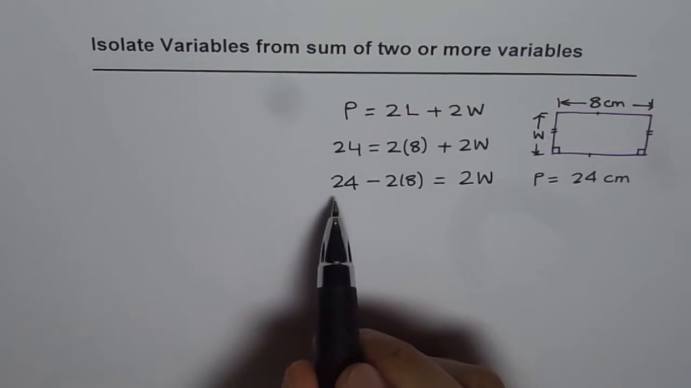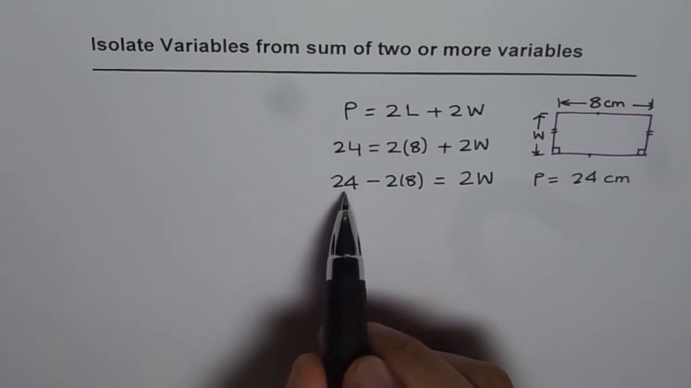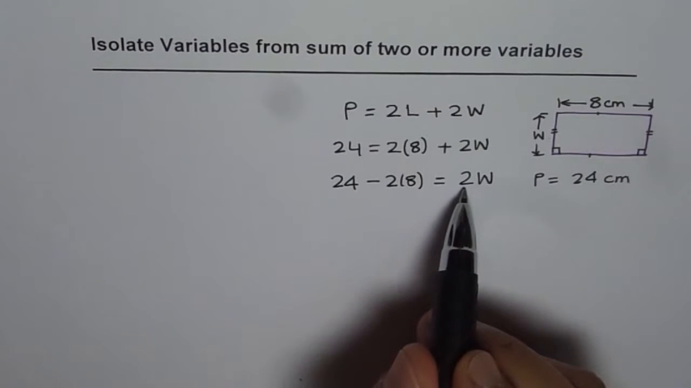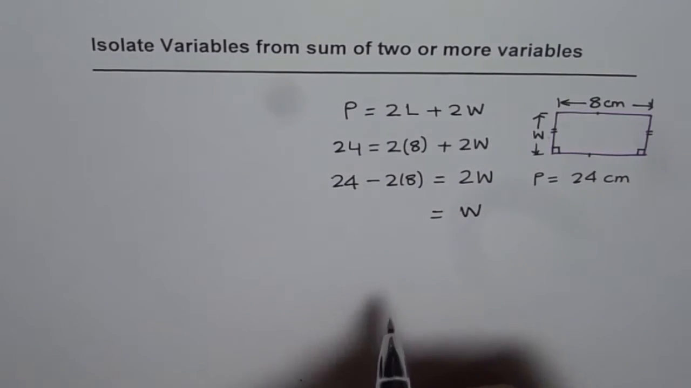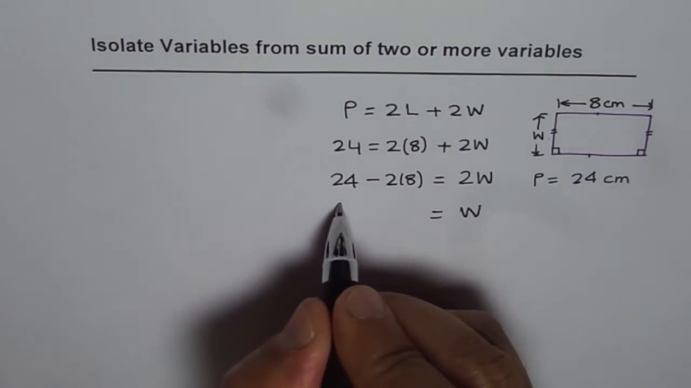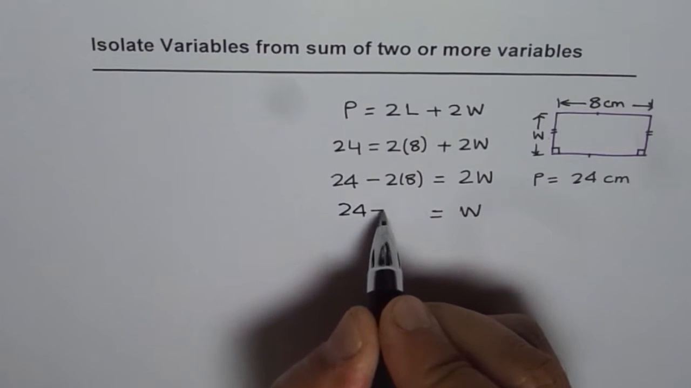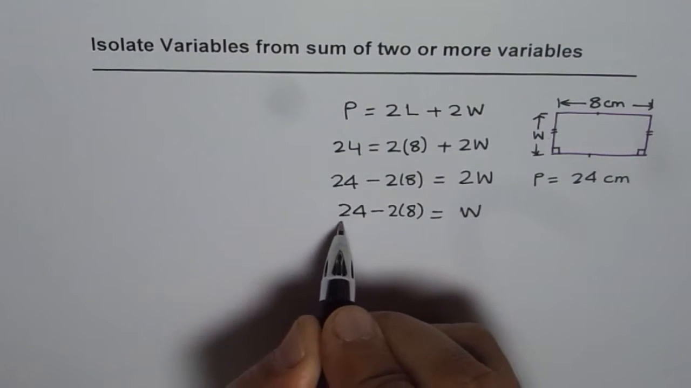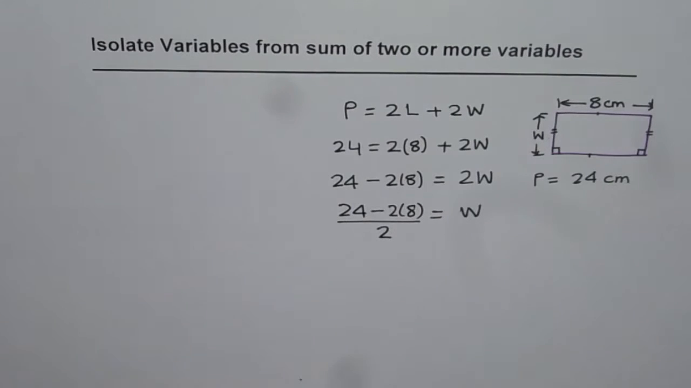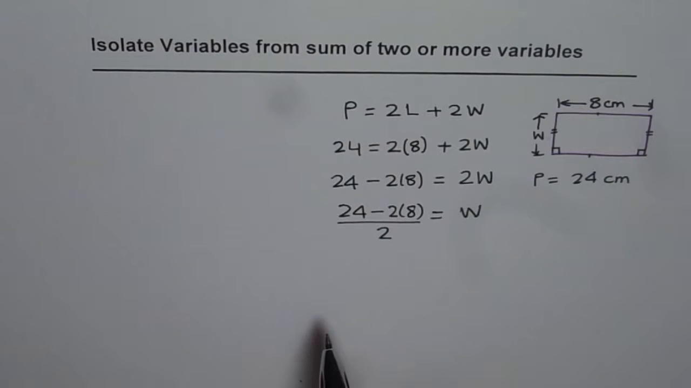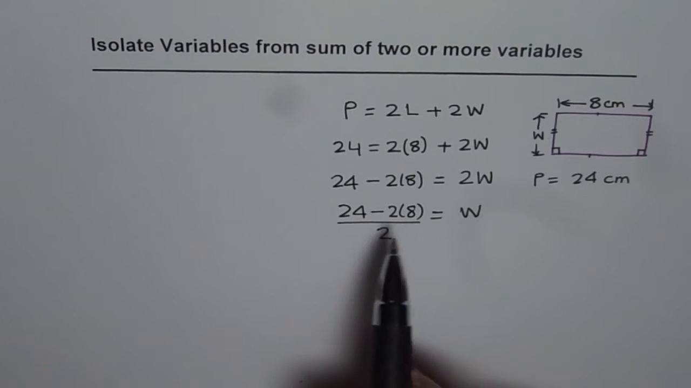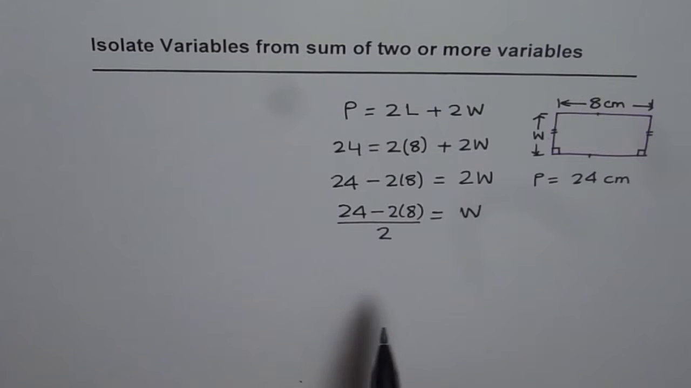Now you can always take away 16 from 24 and then divide it by 2 to get width, correct? Or let me write this in this fashion. So width will be equal to 24 minus 2 times 8, divided by 2. So we can get width from here. That is what we normally do to find the width, right? You can use a calculator and calculate this answer, correct?